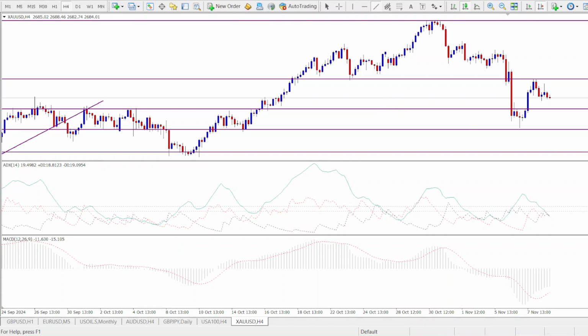So to sum up, the ADX and MACD are fantastic indicators on their own. But when combined, they give us a clearer, more confident view of the market's direction and strength. Give this strategy a try on your demo account and see how it enhances your trading decisions.